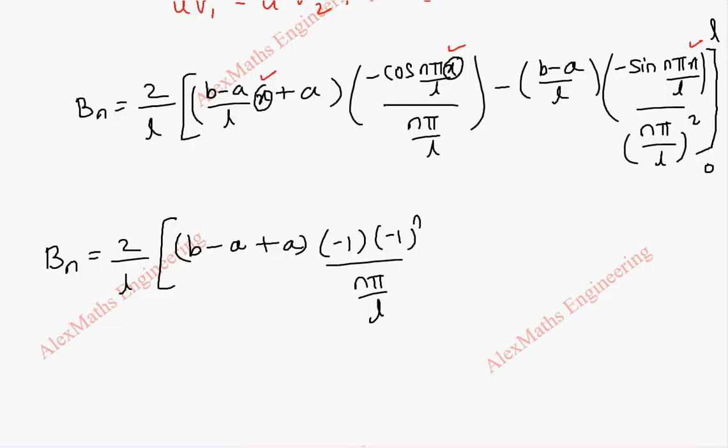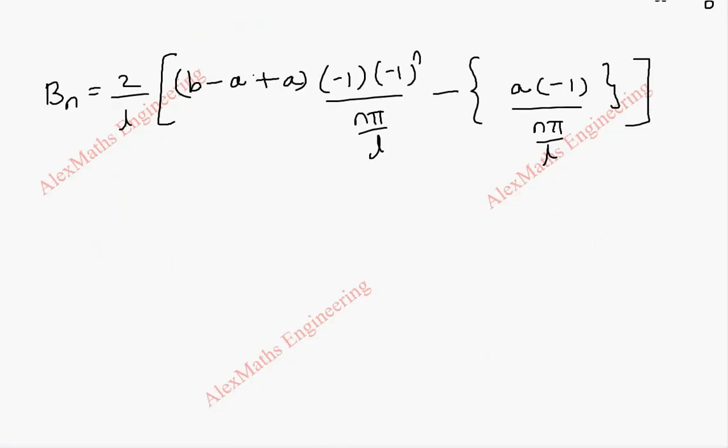And here when I put L, sin n pi is 0, so totally the term is 0. Minus, when I substitute the lower limit 0, this term is 0, and only a will be remaining. So I keep a here, with a minus sign, and cos 0 is 1. So minus 1 by n pi by L. When I put 0 here, sin 0 is 0, so totally it is 0. So we have only this much.